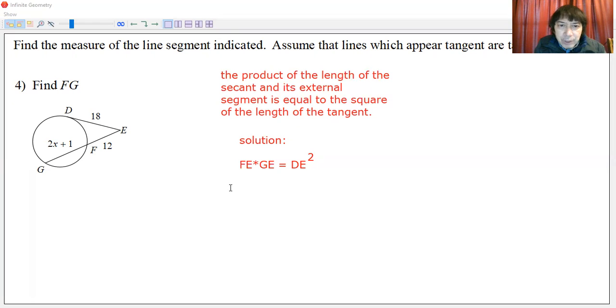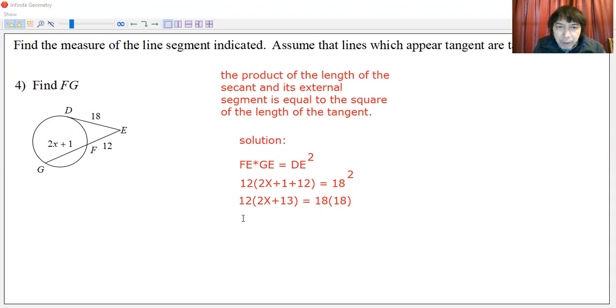All right, so let's put the equivalence of FE. FE is 12, the external length of the secant, multiplied by the entire length GE, which is 2x plus 1 plus 12. That's the entire length, is equal to DE, which is the number 18 squared. So let's simplify our working equation. This will become 12 times 2x plus 13 is equal to 18 times 18. And let's find out if we can simplify this.